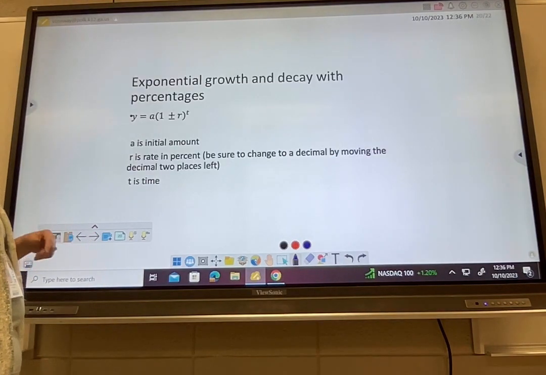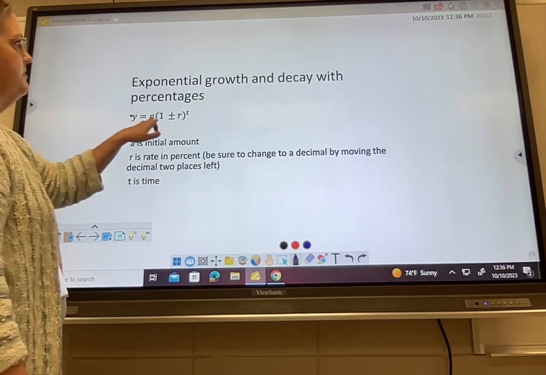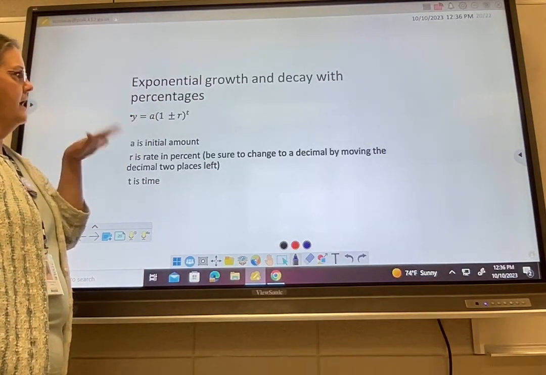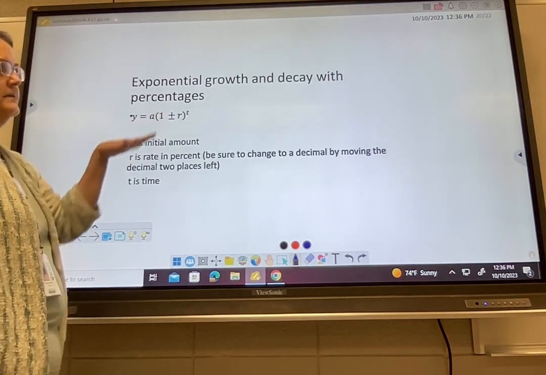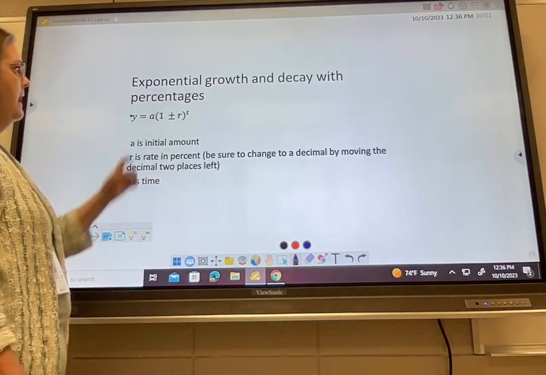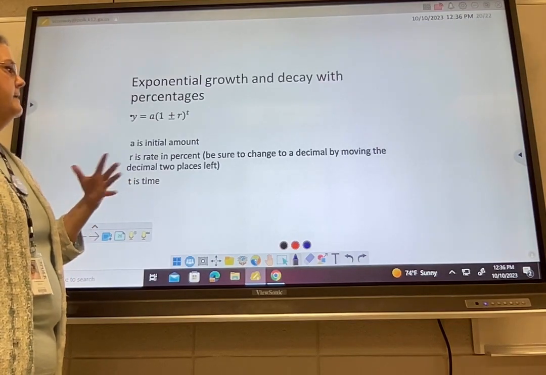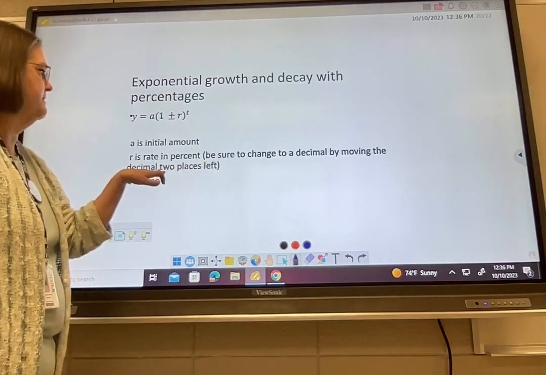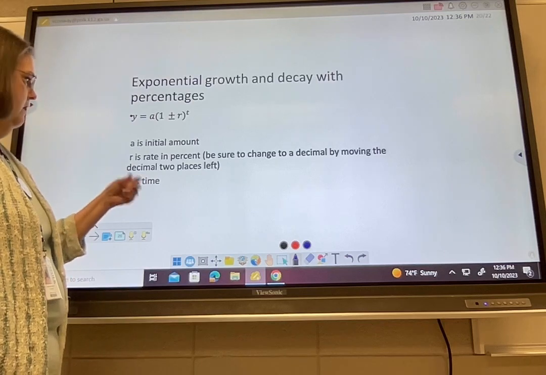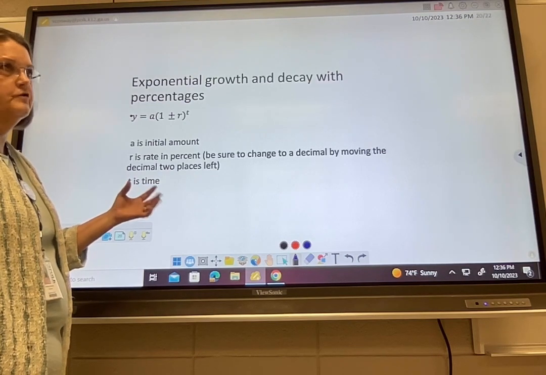All right, now we're going to move on. And the reason I didn't give any more examples than that is because you had this in 9th grade. So moving on to this equation here, y equals a times 1 plus or minus r to the t power. If it's an increase, you plus, and if it's a decrease, you minus. a is still the initial amount. r this time is not words like double, triple, half. It is in a percent, and you have to change that percent to a decimal, and you do that by moving the decimal 2 places left, and time, of course, is whatever the situation calls for in the problem, whether it's days, years, months, it will tell you.